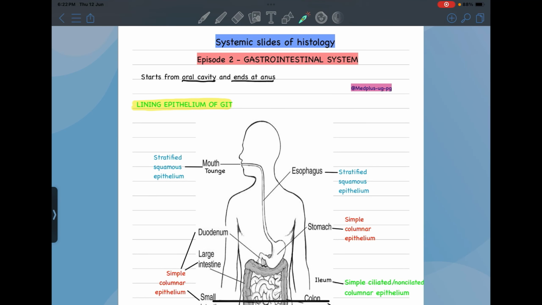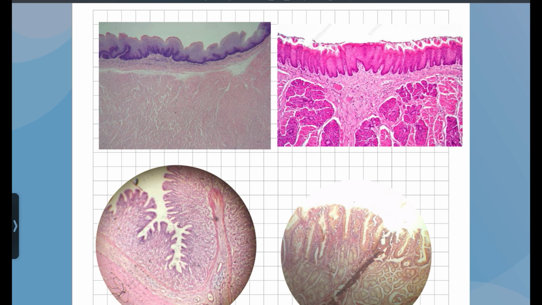Hello guys, so now we will start with the second episode of the systemic histology. In this we will start gastrointestinal system. So guys, we will first quickly revise how to identify the slides.